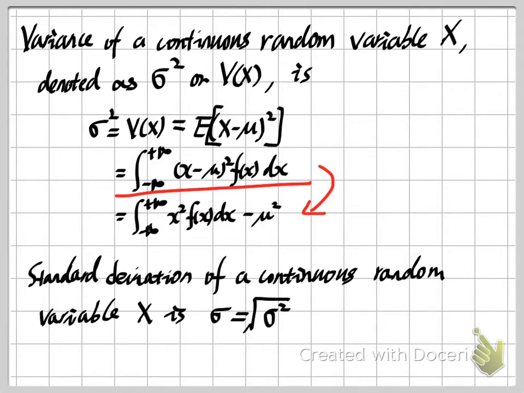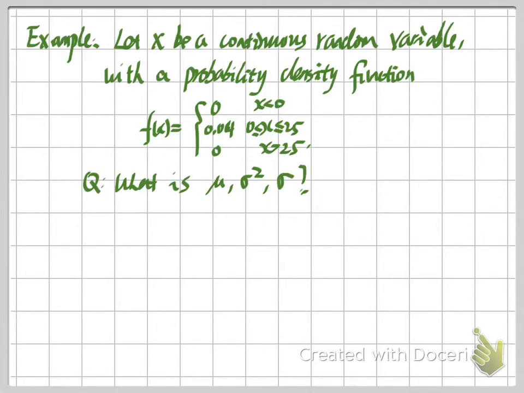So now let me give you one example of these topics. Here, this is the example. If we have X as a continuous random variable, and this continuous random variable has this probability density function, then the question is what is the mean, what is the variance, and what is the standard deviation.